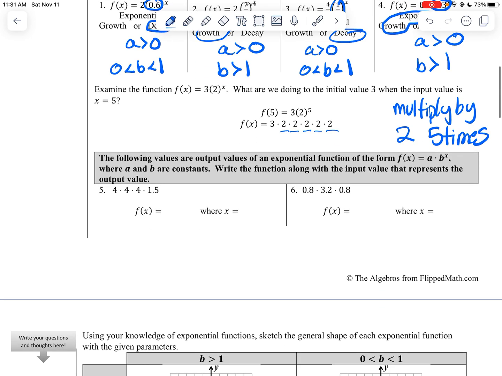So if we were to go back and try and write these equations for this next one, what would be our initial value? Well, 1.5, and we multiply by 4 to the x power, and our x here is actually 3. Where our next one, our initial value is 3.2. We multiply by 0.8 to the x, and x just happens to be 2 on this one.